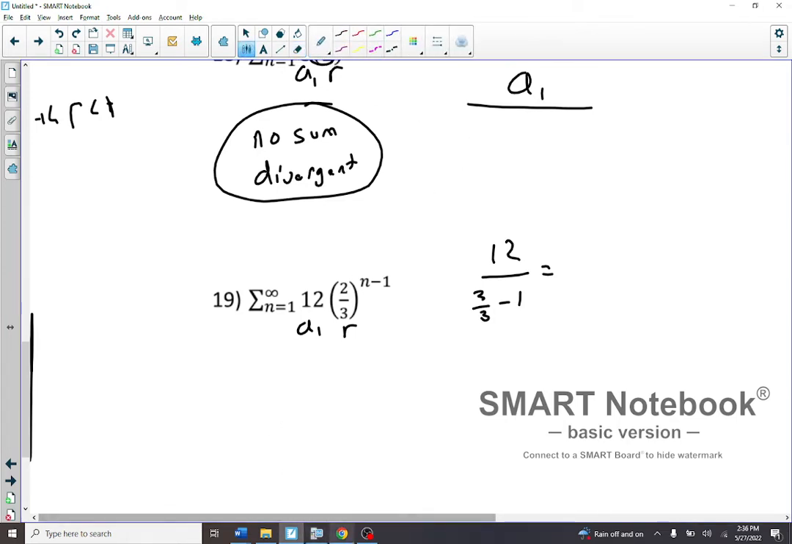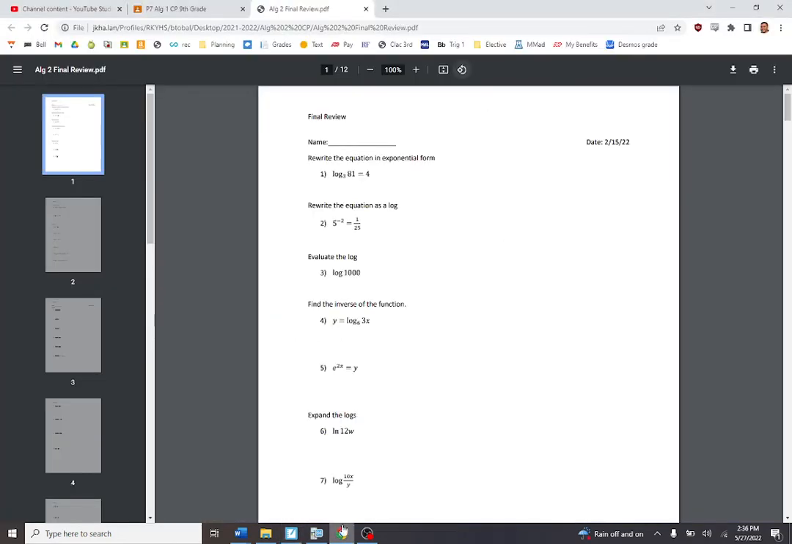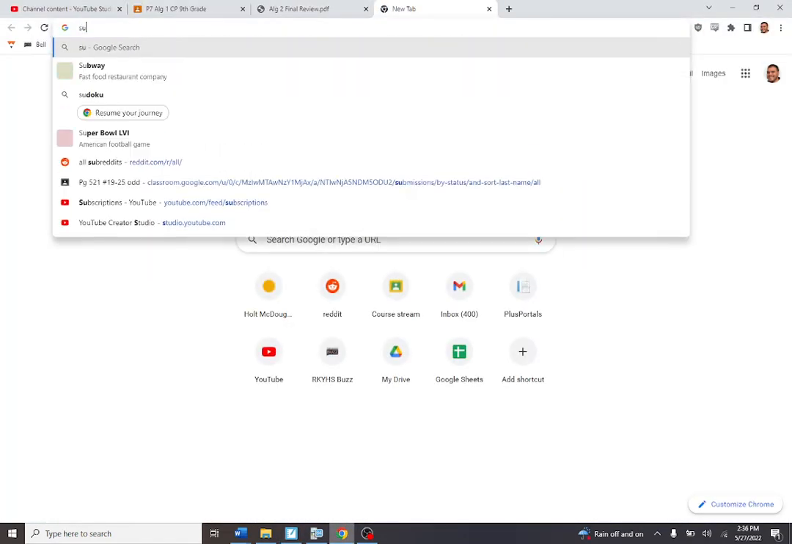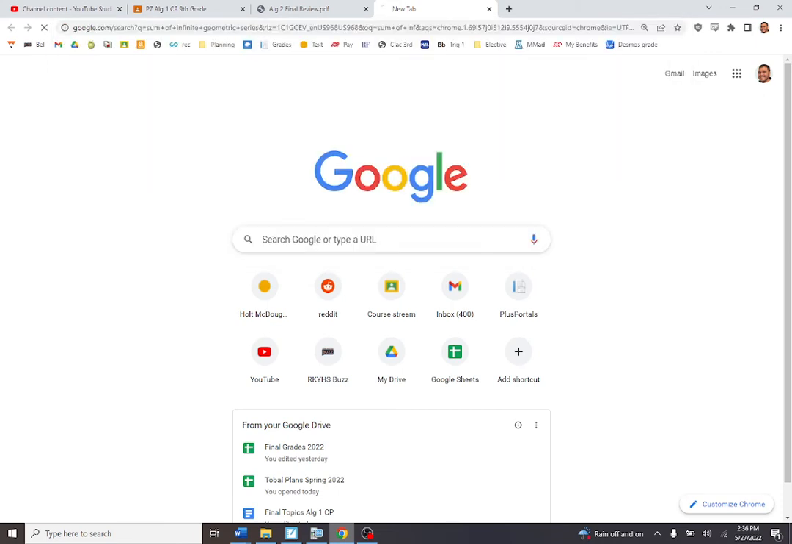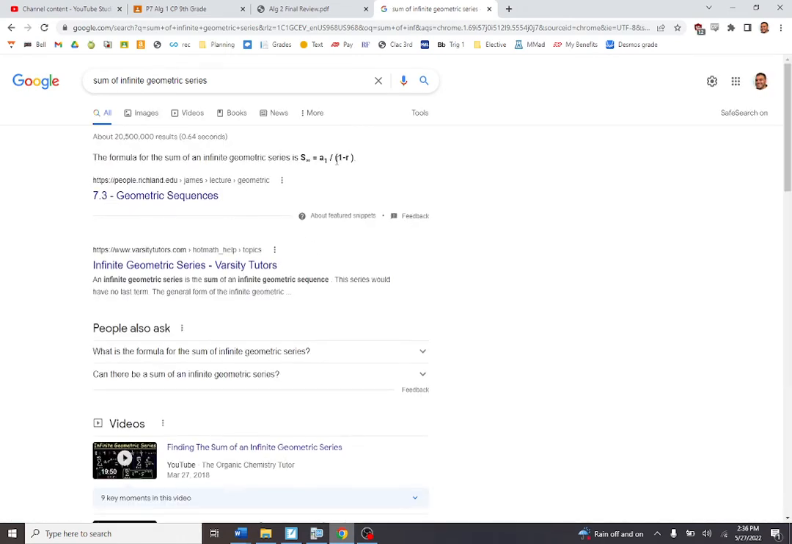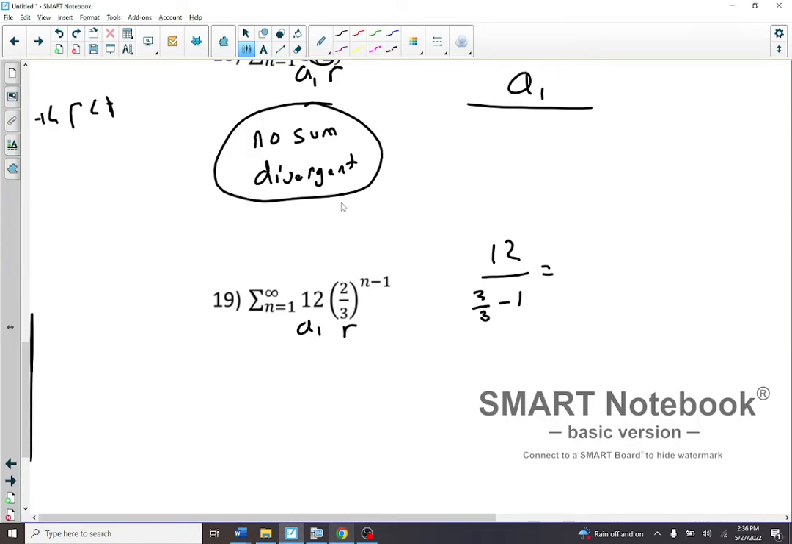Actually, you know what? Let's be honest with myself. Let's check what it is. Sum of infinite geometric sequence, because I forgot. It is 1 minus r. I'll make sure the formula sheet is correct. 1 minus r, which over here is 1 minus r. In this case, the r is 2 over 3. So 12 over 1 over 3, which you could put in your calculator or flip the fraction or whatever you want to do, but that's going to be 36.